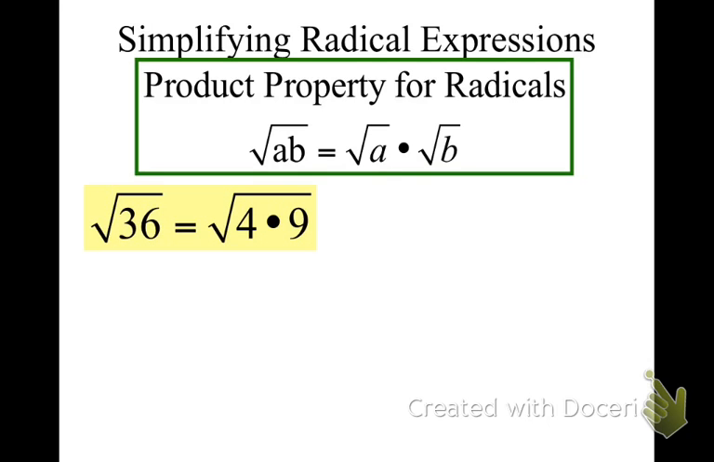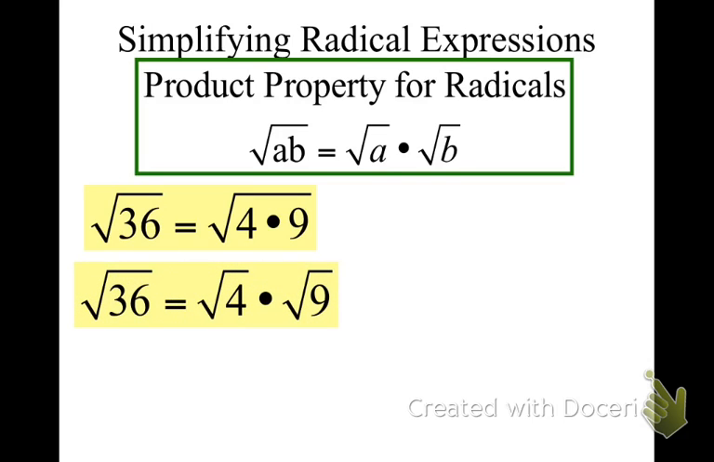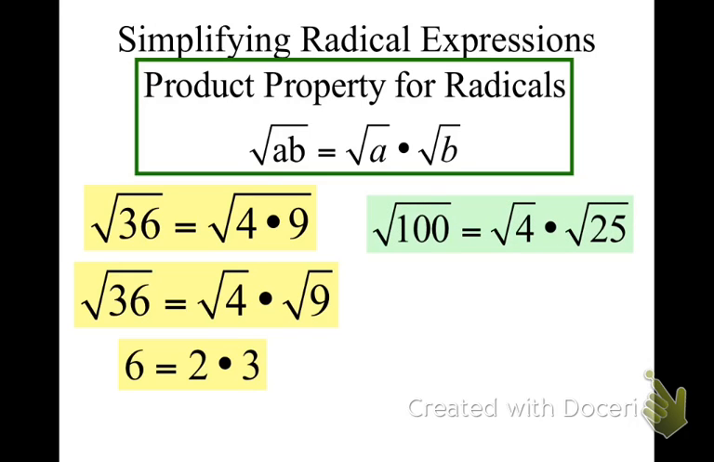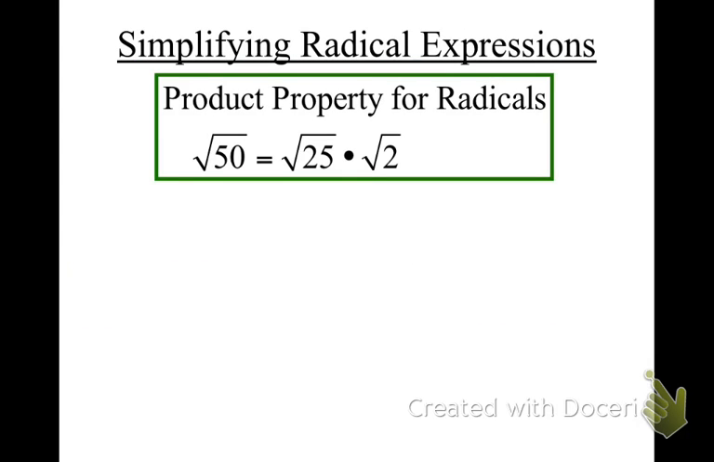This was in the video, so the square root of 36 is equal to the square root of 4 times the square root of 9. You can evaluate each individually, and then when you multiply, you can see that they're equal to 6. Same goes for 100.